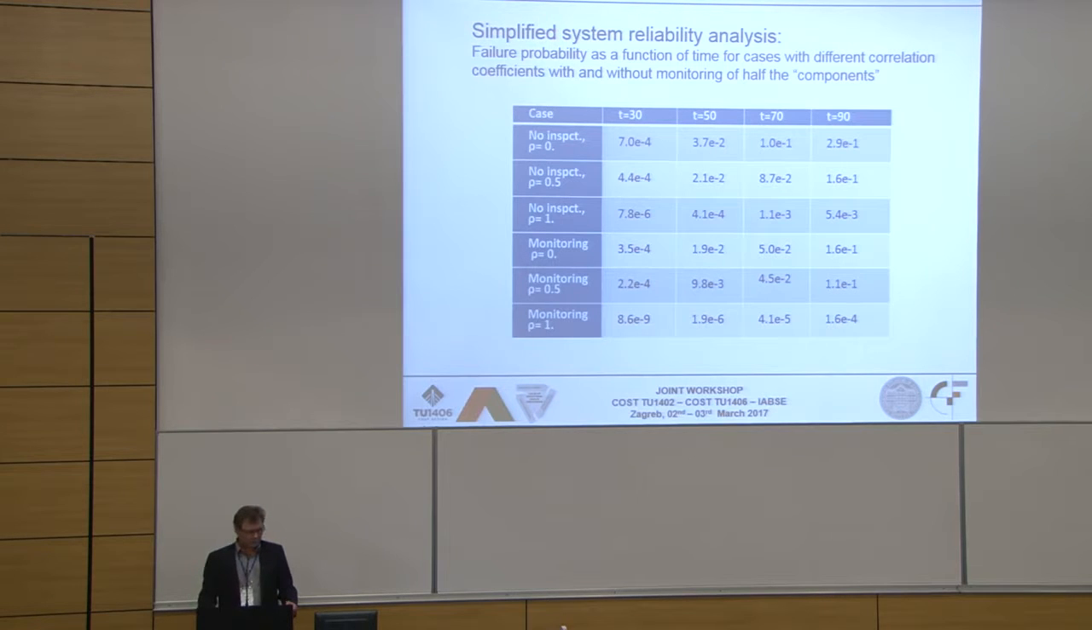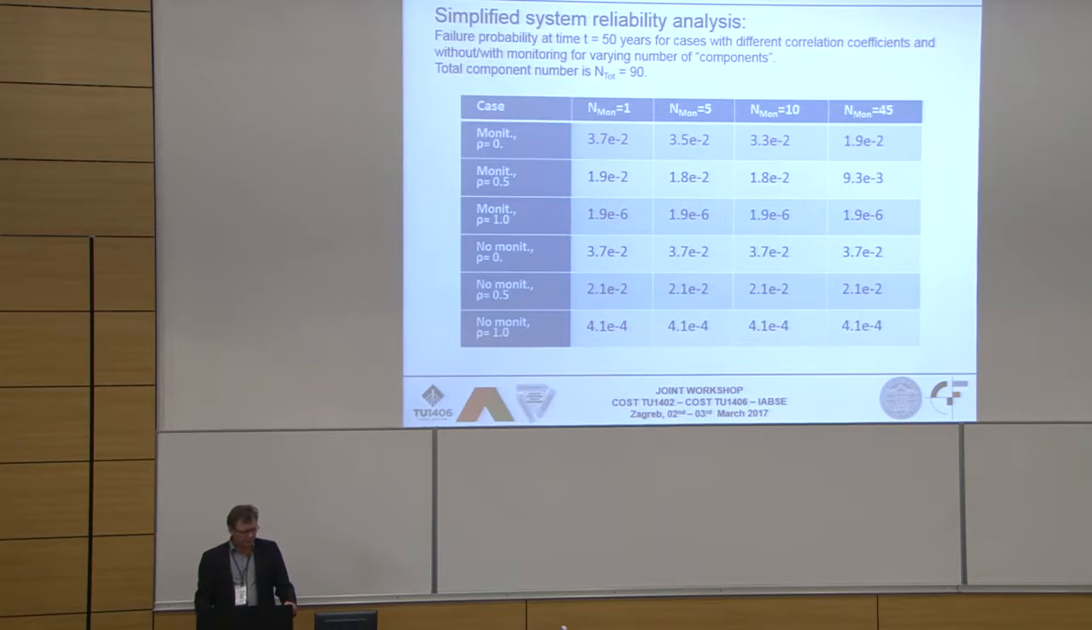So then you have a large effect of having information about reduced surface concentration. So we go down to 8.6 times 10 to the minus 9 for the 30 years, and also for the other durations up to 90 years, we have a very strong effect of doing monitoring. But 0.5 is not that strong a correlation. Observations are that you need a correlation of 0.8 or higher before the correlation effect comes into play on the system reliability values.